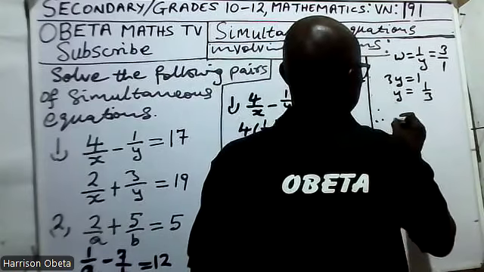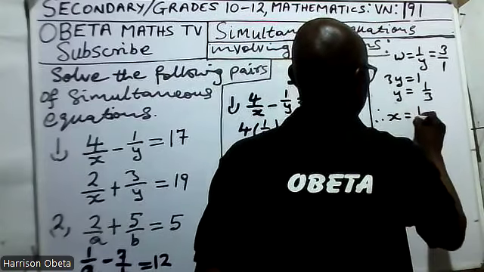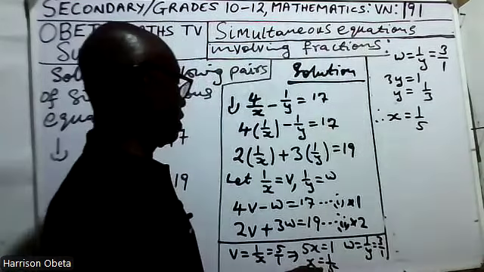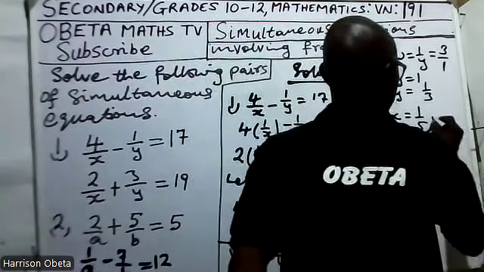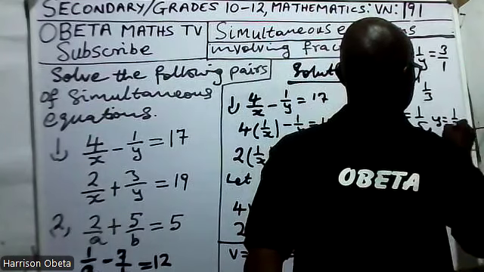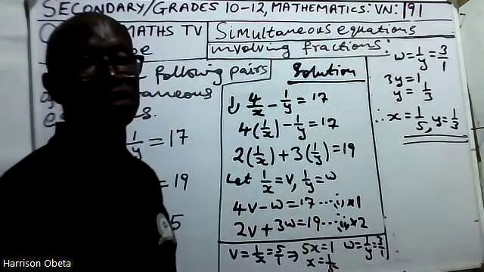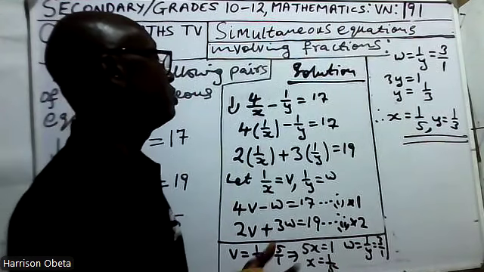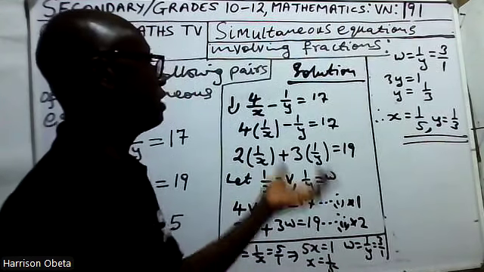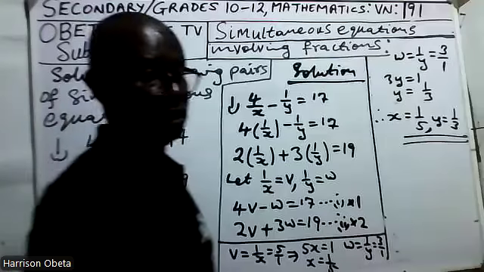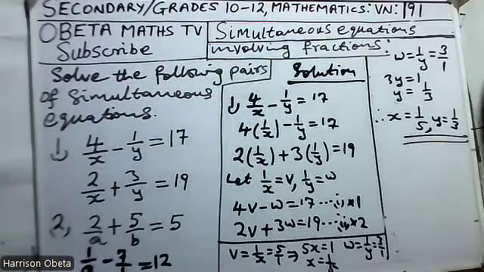Therefore, x is equal to 1 over 5 from here. y is equal to 1 over 3. So we have succeeded in getting the two values, that's the value of x and the value of y. So now that's the end of question 1.